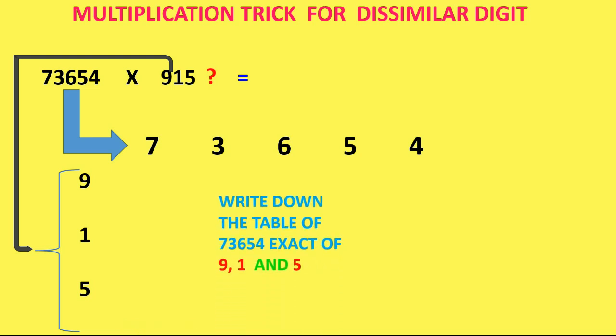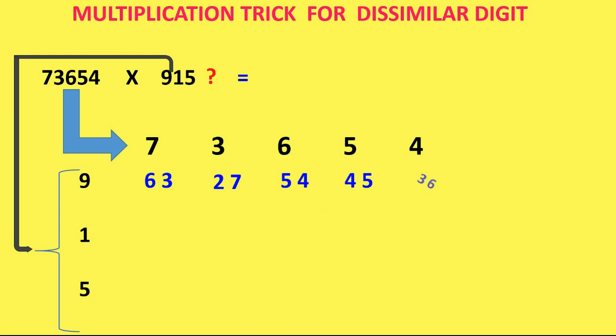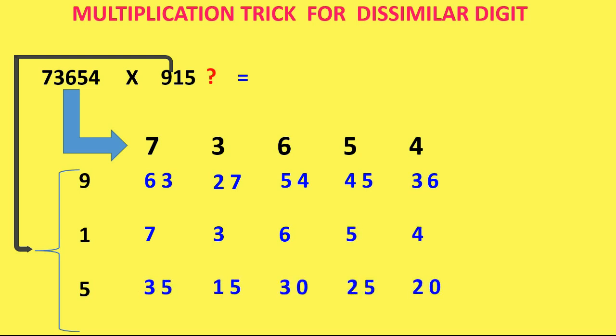you just have to write down the table of 73654 exact of 9, 1 and 5. That means still 9, 1 and 5 you have to write all these numbers table like this you have to write. Okay, like 7 9s are 63, 3 9s are 27, 6 9s are 54, 5 9s are 45, 4 9s are 36, like this.